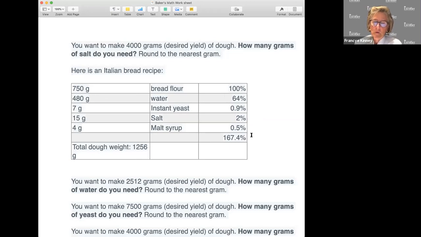So you get your desired yield. You are either given the number or you can figure it out by how many grams you want in whatever product you're making, in this case, Italian bread. You get your desired yield, divide it by whatever the baker's percentage is, and then take that new flour weight and multiply it by the individual percentages. And that, of course, maintains your consistent product. Okay, does that help, Melissa?